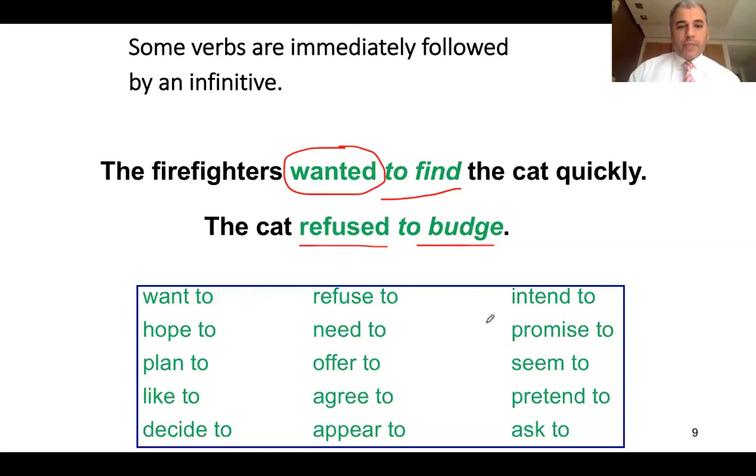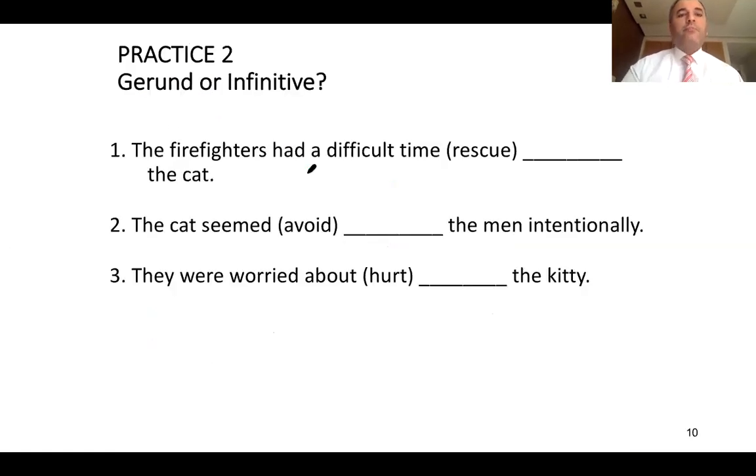Good. So, for example, here you have want to, hope to, plan to, like to. All of these are followed by an infinitive, okay? Good. Now, please take some time to do this little exercise: gerund or infinitive.